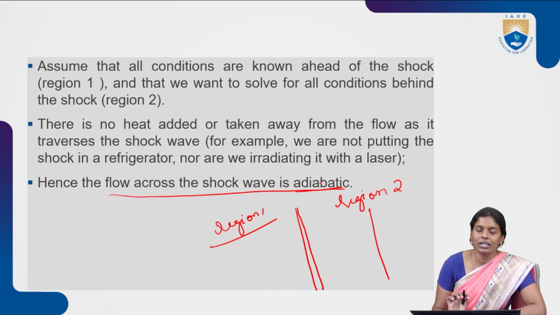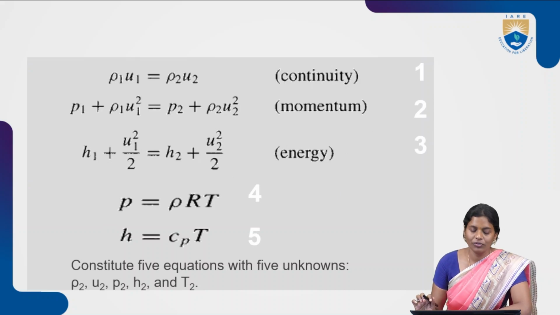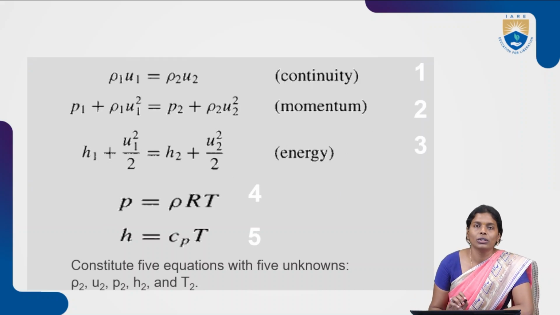So first we are assuming that all the conditions at region 1 are known, and we are trying to find out what is happening across the shock wave, that is, after the shock wave at region 2. We are taking that no heat is added or taken away from the flow, so the flow across the shock wave is adiabatic.